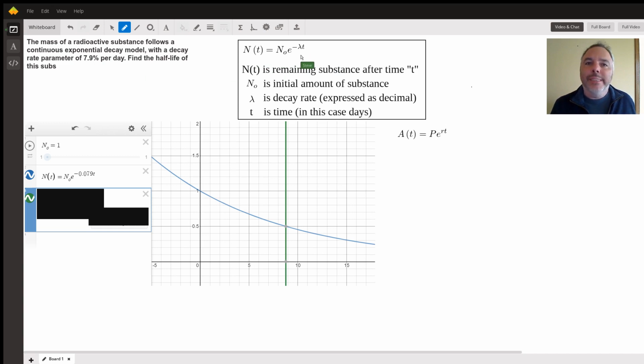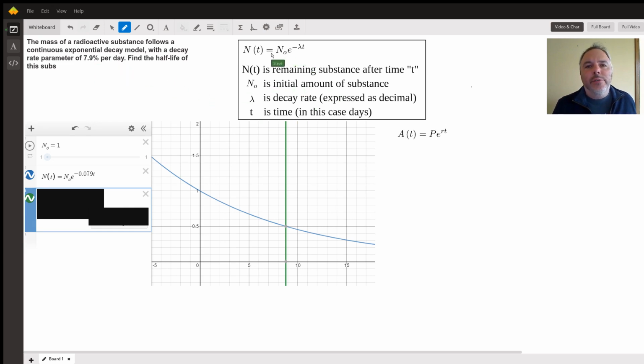So getting into the problem, this is the basic formula that we're going to have for continuous exponential decay. And I have all of the labels right here for all the parameters. N of t is the remaining substance after a certain time t. N sub 0 is the initial amount of the substance. The lambda here is the decay rate expressed as a decimal. That's going to be very important, so we're going to convert this percent into a decimal. And finally, t is time, and in this case, we're given days.